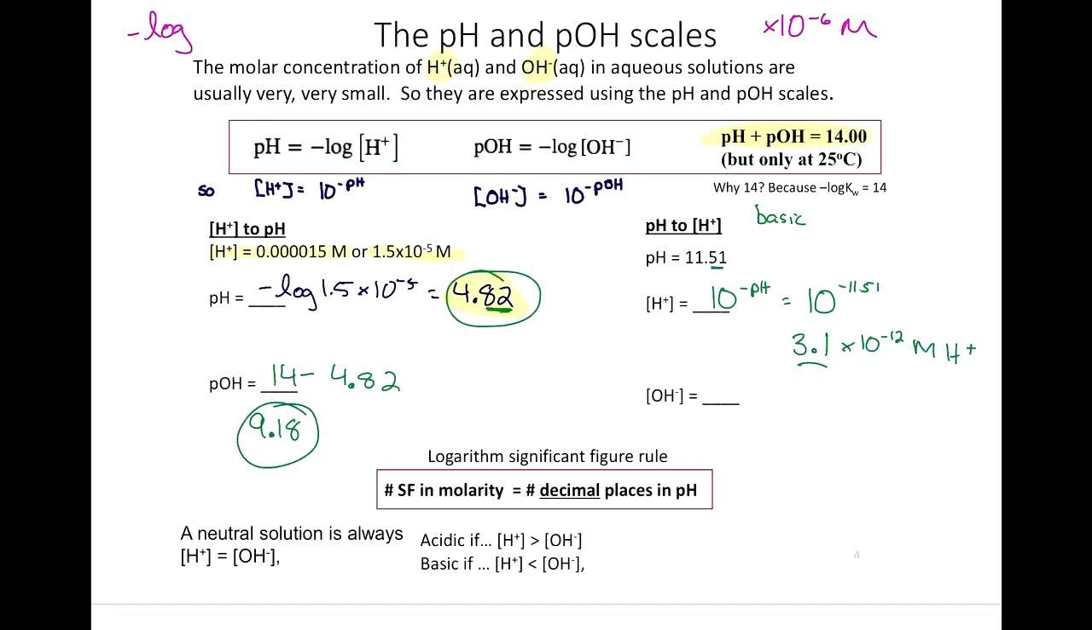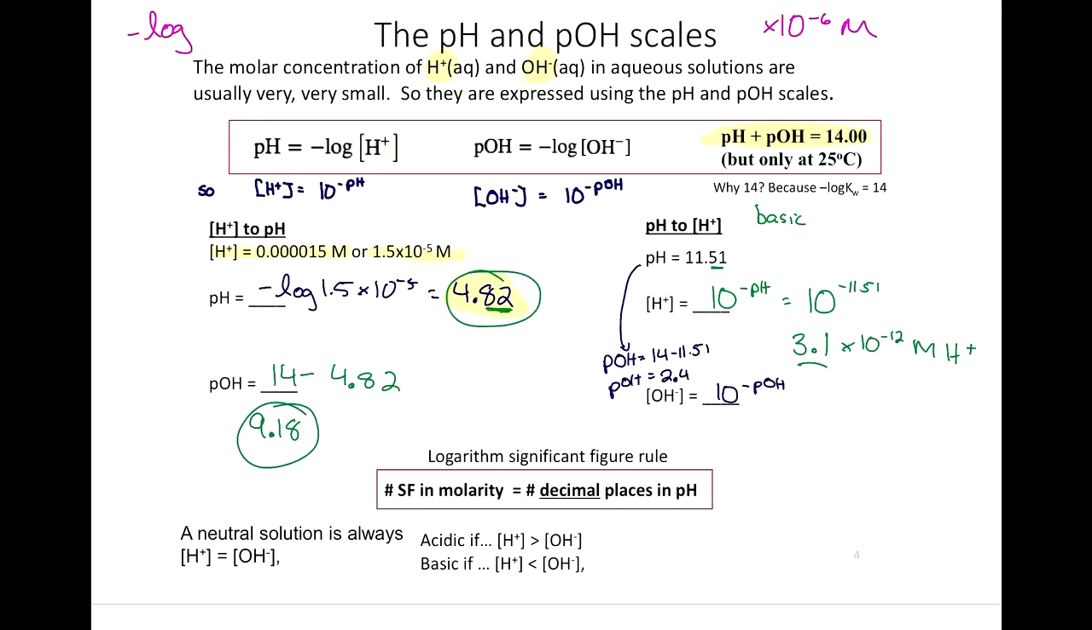So let's continue this and get our hydroxide concentration, and this will help us determine whether this solution is acidic or basic. To get the hydroxide concentration, we simply do 10 to the negative pOH, but I didn't give you the pOH. So how do I get the pOH of this solution? Subtract from 14. Yeah, so this pH value implies that the pOH value is 14 minus 11.51. So that means our pOH value is something like, what is it?